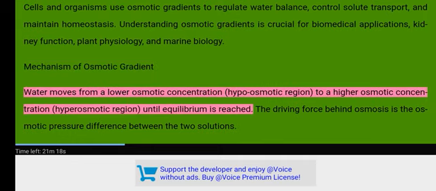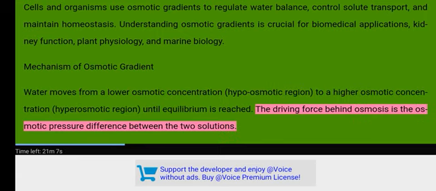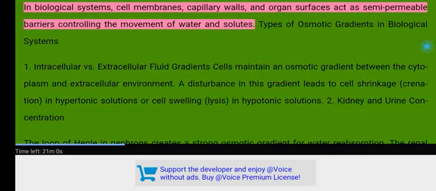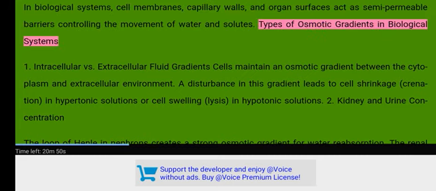Mechanism of osmotic gradient. Water moves from a lower osmotic concentration, hypoosmotic region, to a higher osmotic concentration, hyperosmotic region, until equilibrium is reached. The driving force behind osmosis is the osmotic pressure difference between the two solutions. In biological systems, cell membranes, capillary walls, and organ surfaces act as semi-permeable barriers controlling the movement of water and solutes. Types of osmotic gradients in biological systems.